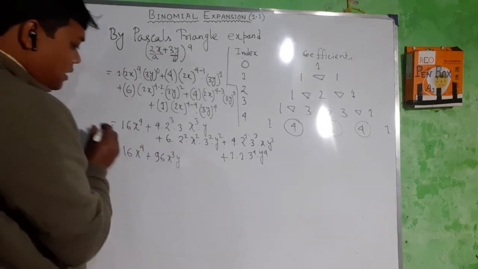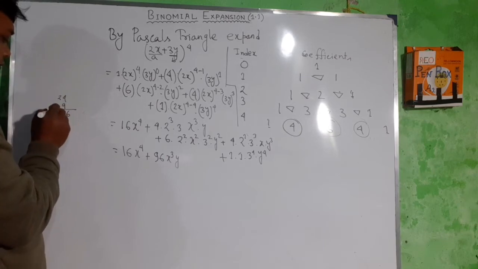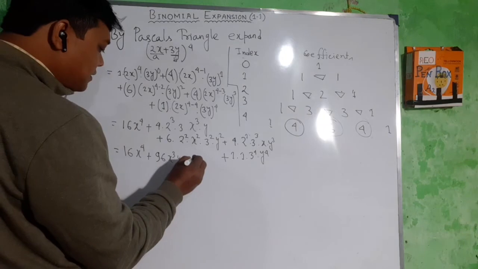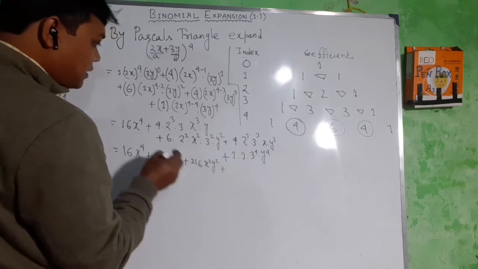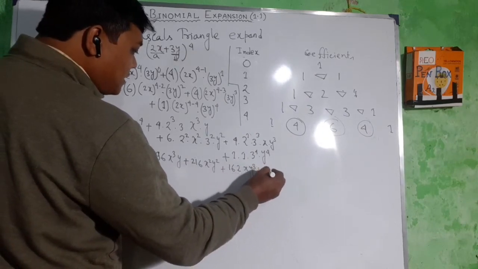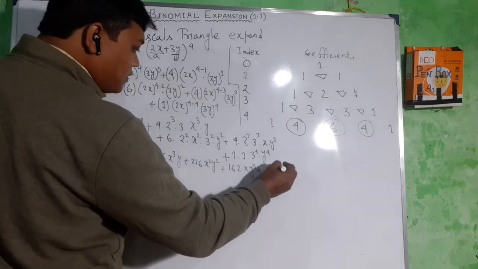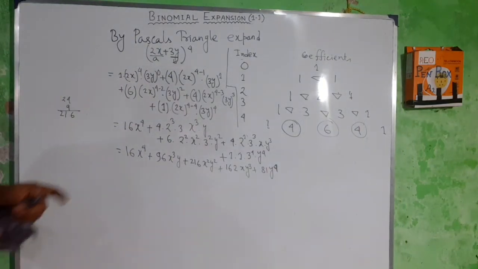After simplifying it, if you multiply all the expressions, we get 16x to the power 4 plus 96 x cube y plus 216 x square y square plus 162 xy cube plus 81 y to the power 4.